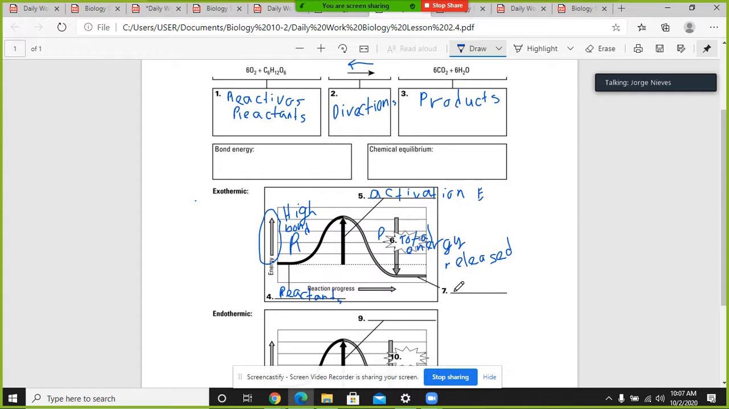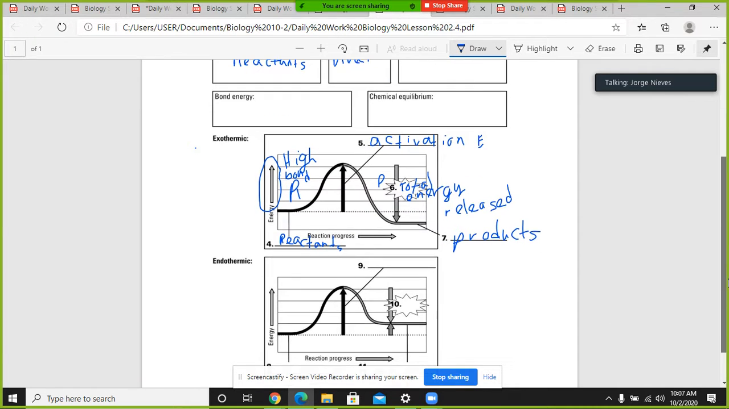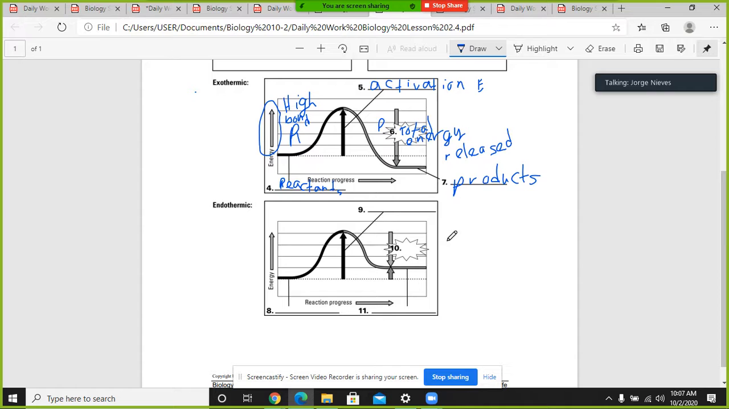Bien importante que sepamos que more energy is going to be released than what is going to be absorbed. So by saying this or reviewing this, what can we say about endothermic? ¿Quién me dice rapidito? Endothermic, what is the difference then?